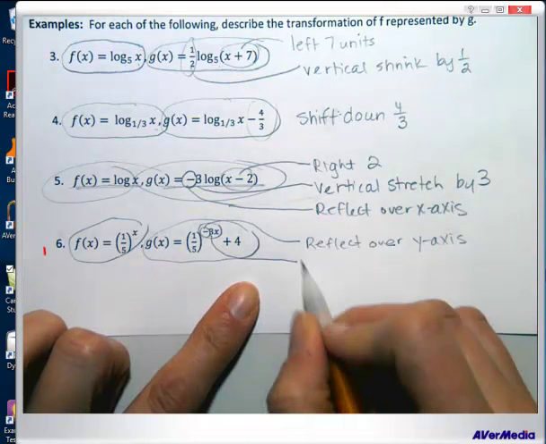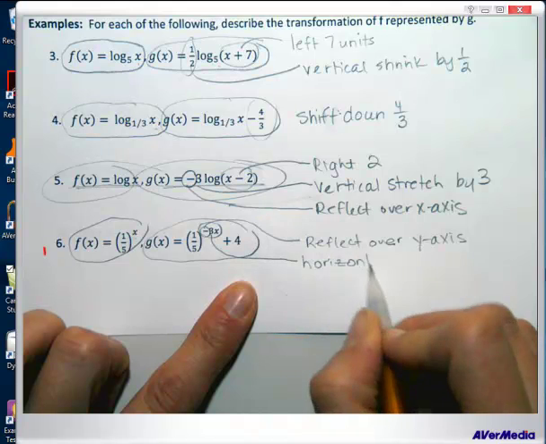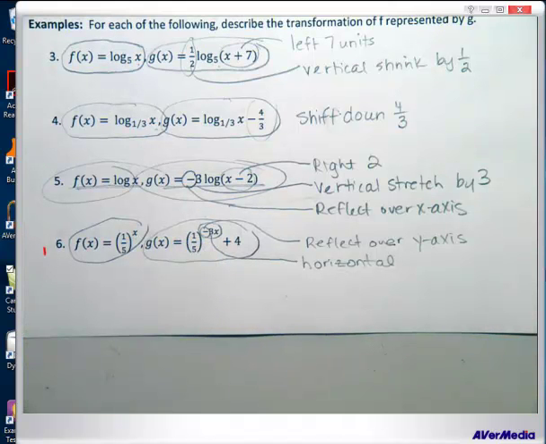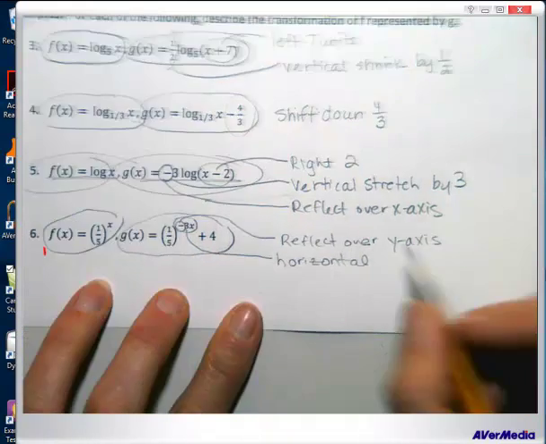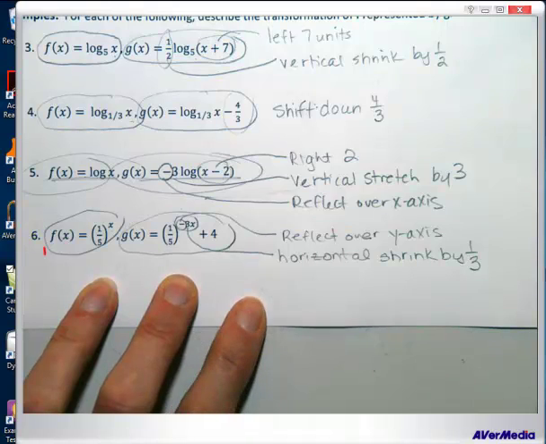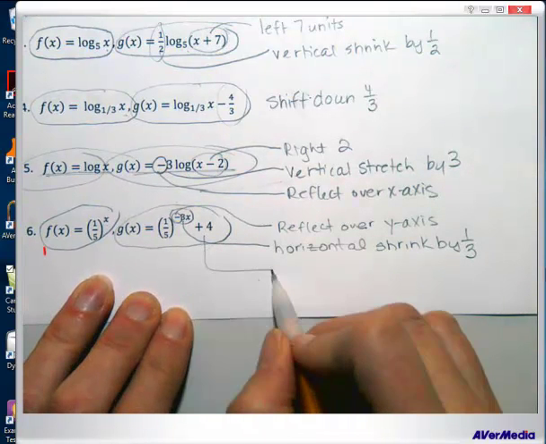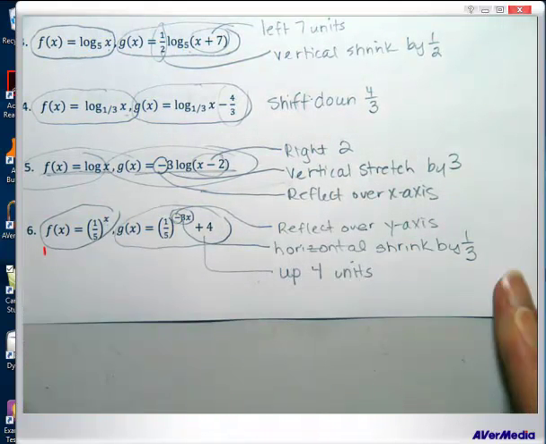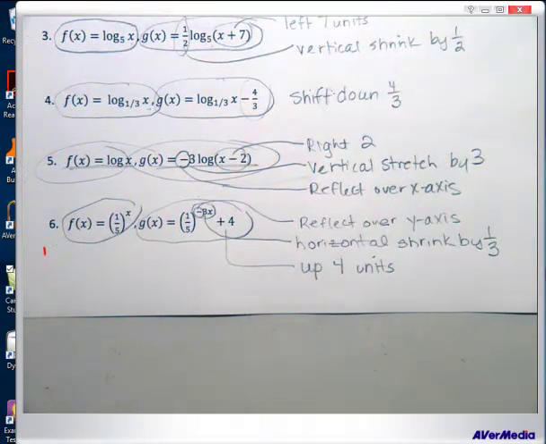And then because of the 3, Gary said something horizontal. Normally a 3 would be a horizontal stretch because it's bigger than 1. But when it's inside with the x, it's opposite of what you would think. So this is a horizontal shrink by 1/3. And then we can say the plus 4 on the outside goes up 4 units. Does that make sense, Gary? Any questions on those 4?